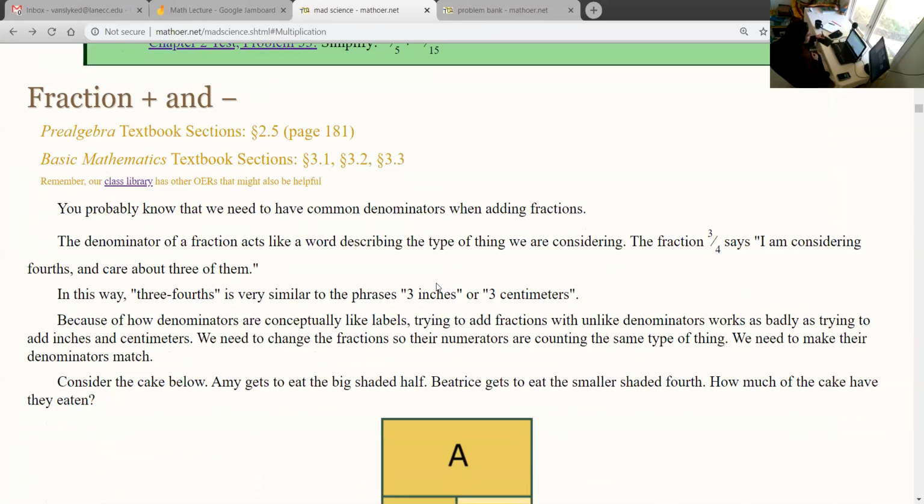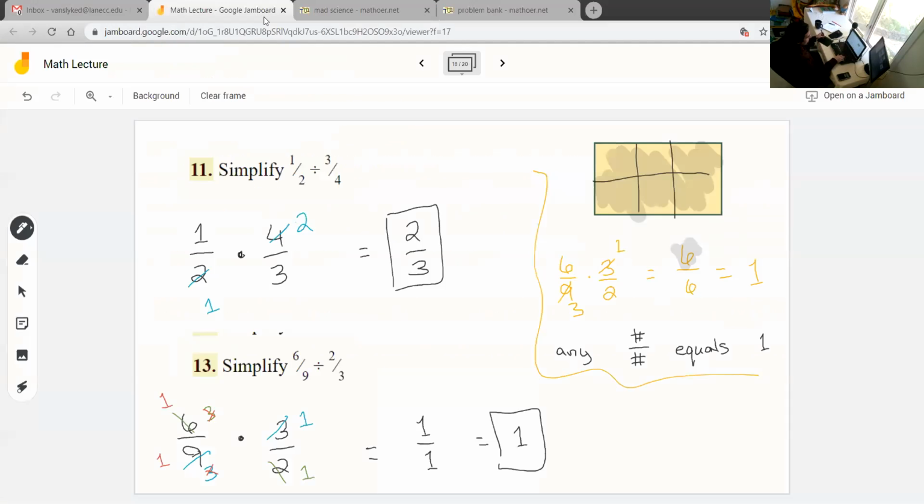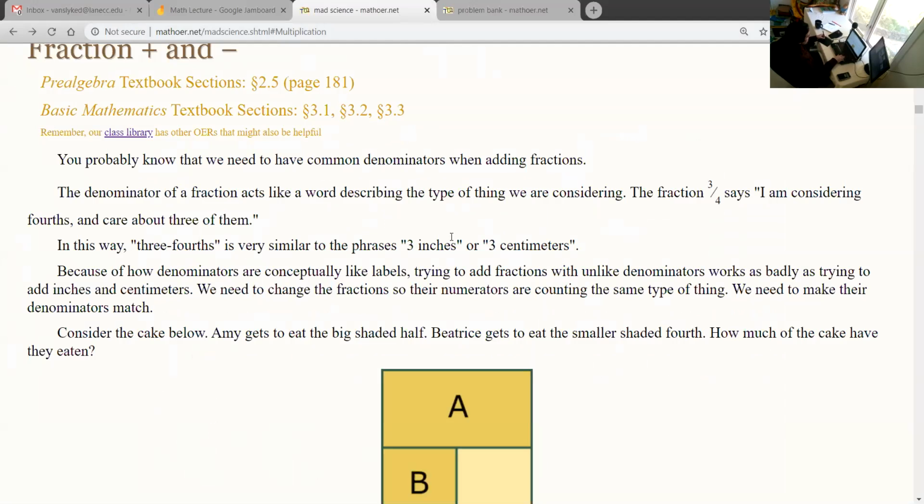Adding and subtracting fractions is more complicated. Now we're on page 181 in the free book, or these sections in the green book with zebra cover. You need common denominators when adding fractions. The denominator of a fraction, again, is like a word describing the type of thing. If we have sixths, then what do I have? I have a piece of cake that's a sixth of the cake. It's almost like saying inches or centimeters or oranges or something like that. You can think of the denominator like a label.